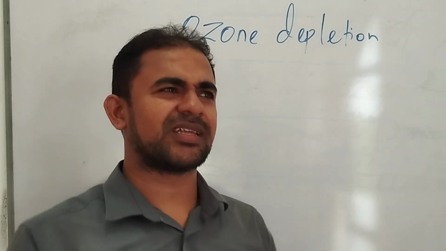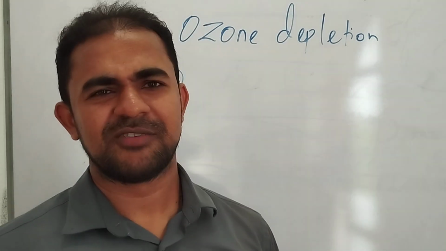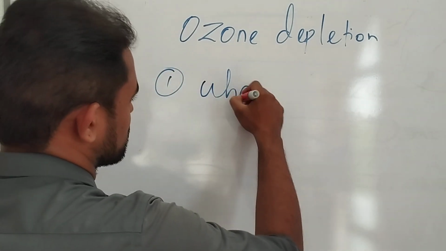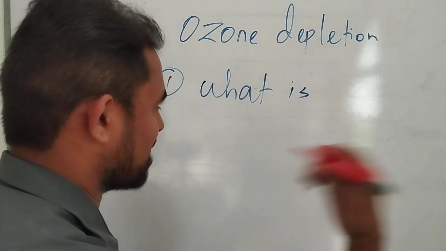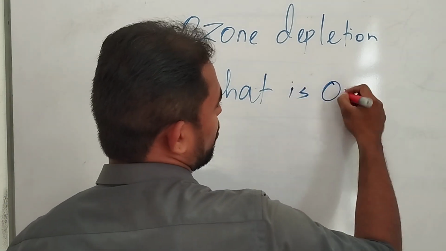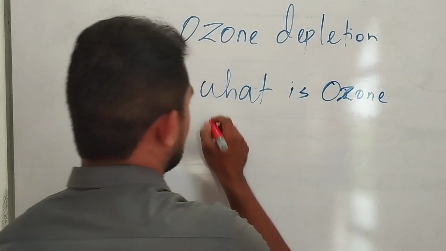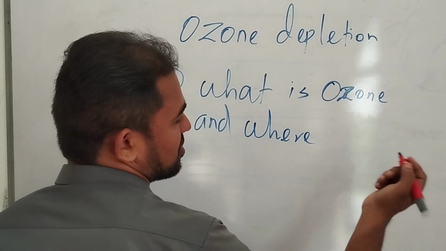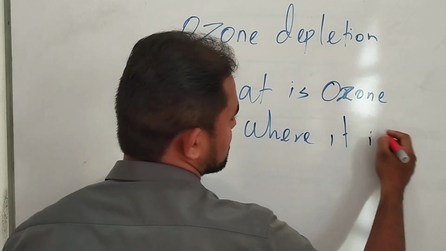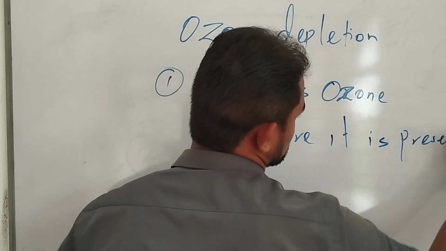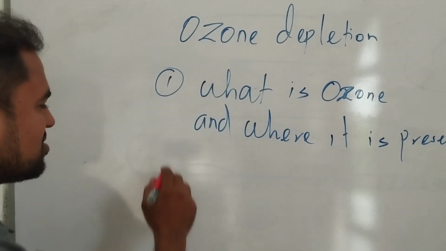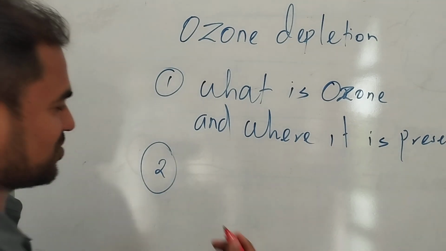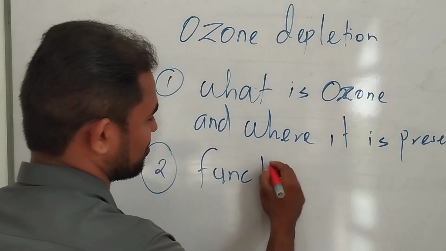First, before studying the depletion of ozone, you have to understand what is ozone. So the first thing I am going to discuss is what is ozone and where the ozone is present in the atmosphere. The second thing, what is the function of ozone?